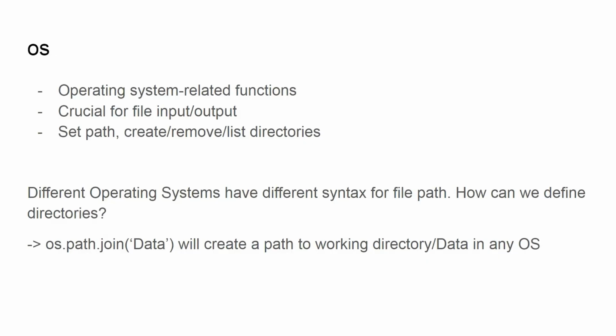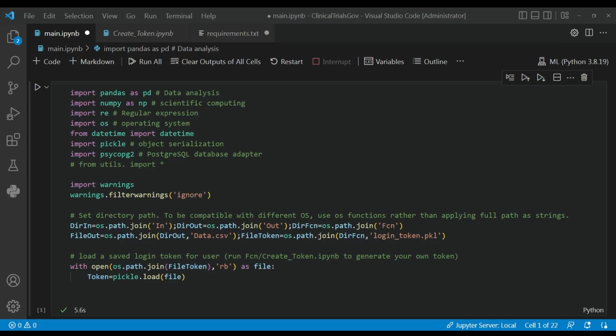Now, let's look at the actual code that I programmed for the ClinicalTrials.gov project. This is my code. I have imported more libraries there. Datetime is used for date and time formatting for strings. The Pickle library is for object serialization, and I'll explain when we use it down there. Psycopg2 is a PostgreSQL database adapter, which we need to connect to the SysTI database.